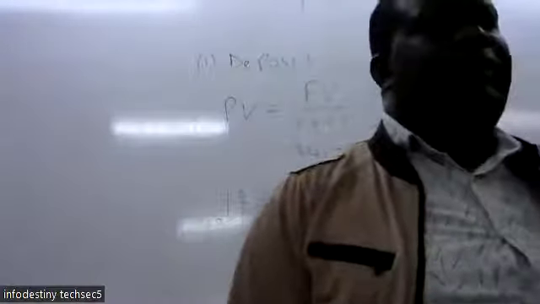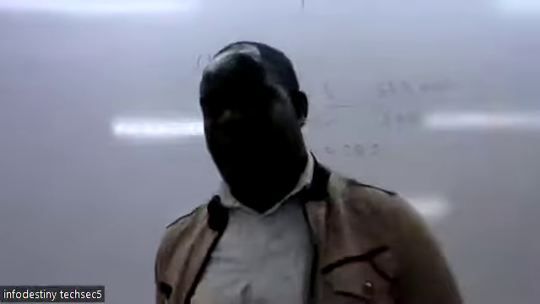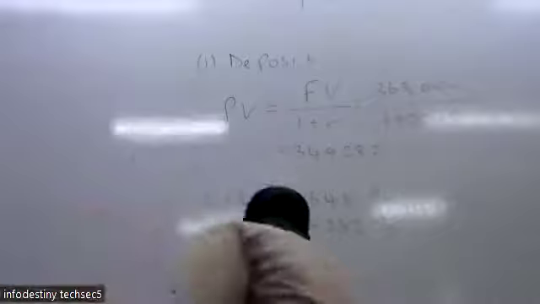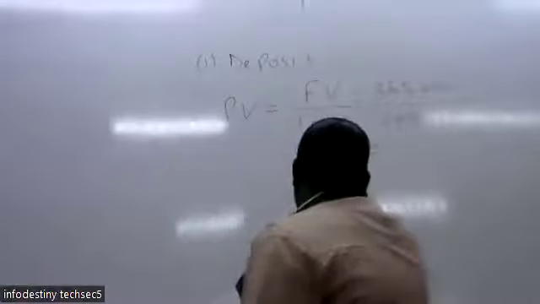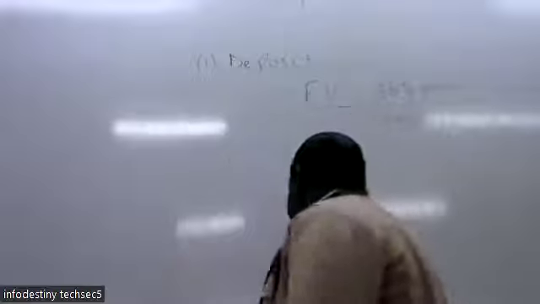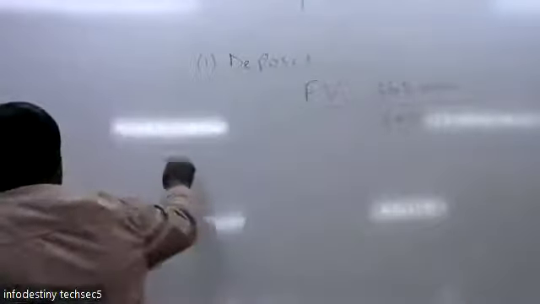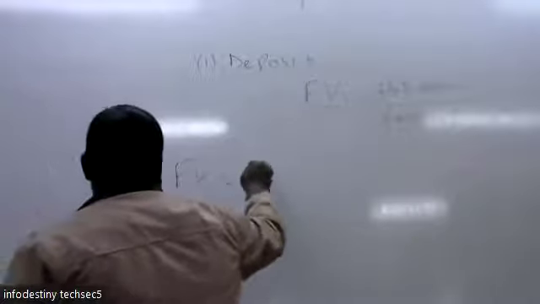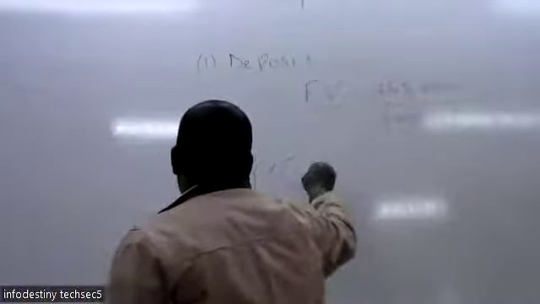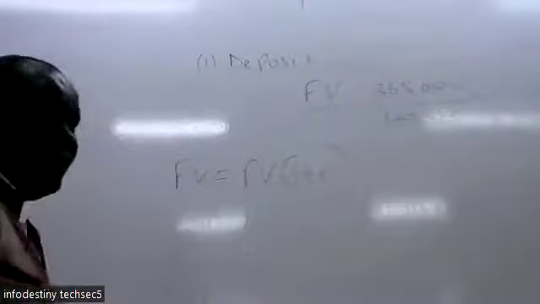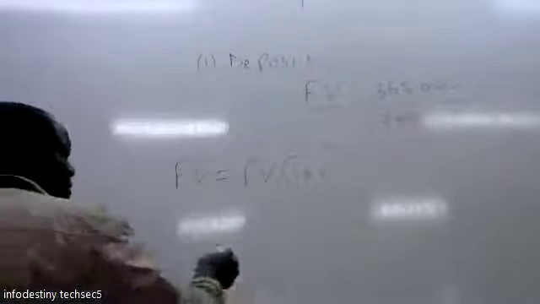Therefore, the future value after 6 months would be the present value times 1 plus R. So we have already calculated that present value. So that present value was which figure? The one that you have just calculated.